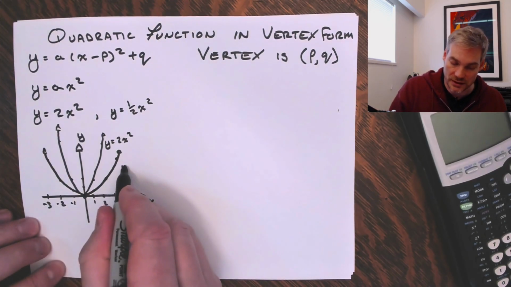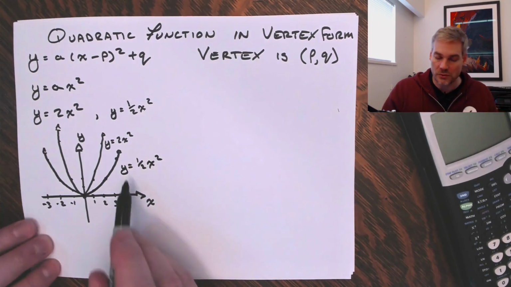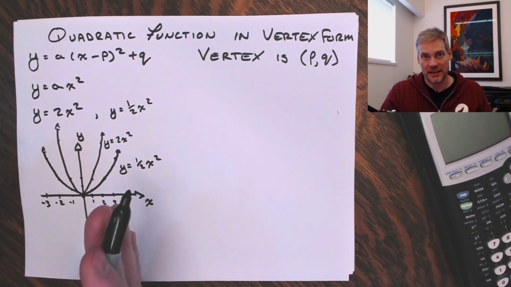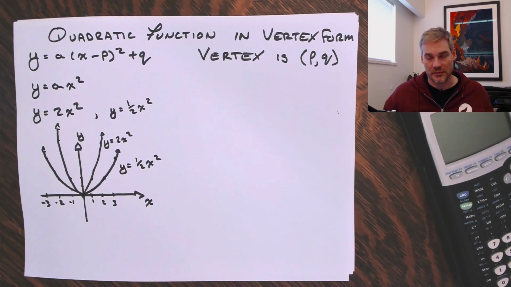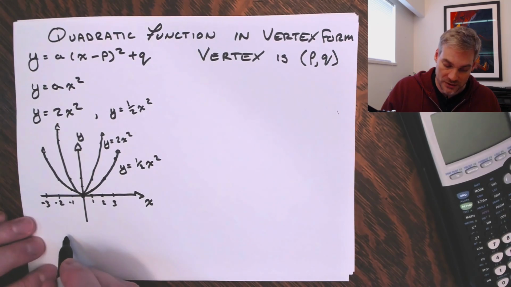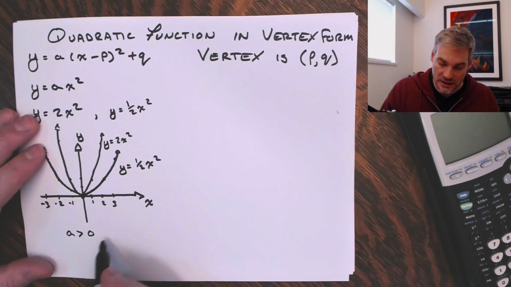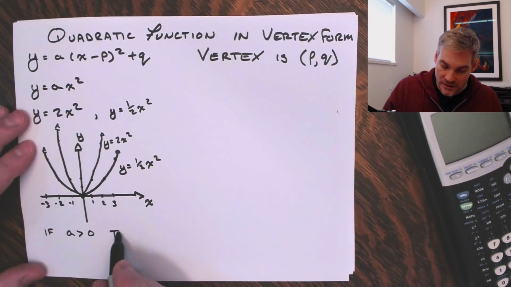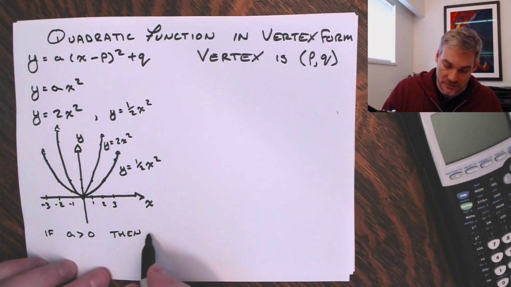And what we find is that when the a value is bigger, it squishes it down. And if it's smaller, it flattens it out or stretches it out. And that's what we're going to be observing. So this also has the property that a is always positive. So here a is greater than 0, right? And if a is bigger than 0, then it opens upwards.